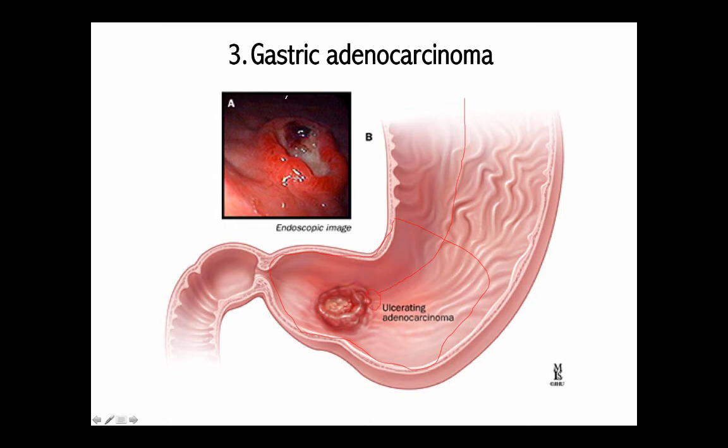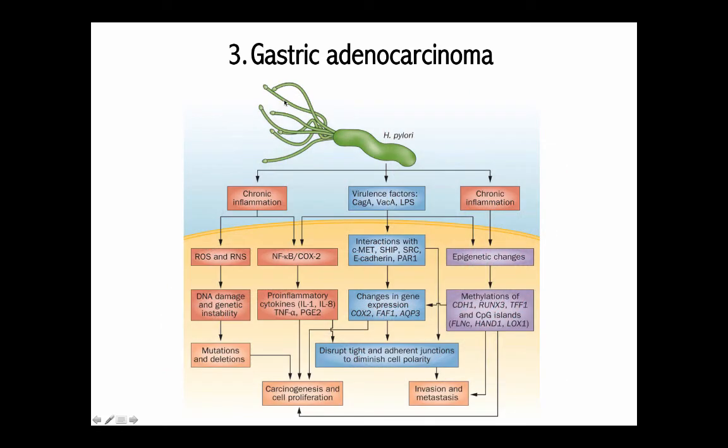Okay, so let's look at some of the factors in Helicobacter pylori that cause gastric adenocarcinomas. This is a pretty busy slide, so I'm just going to point out some main things that go on here to drive tumorigenesis. I'm going to start over here on the left, thinking about chronic inflammation.